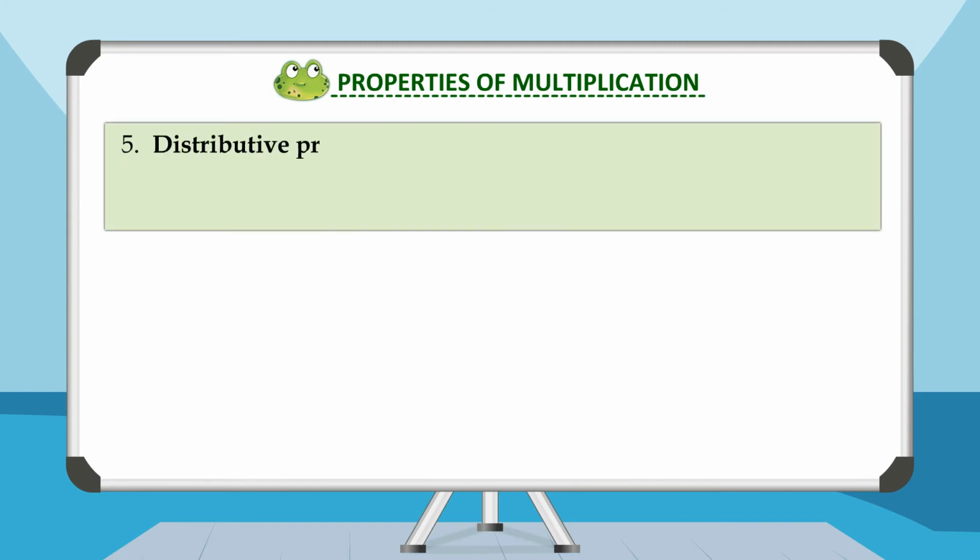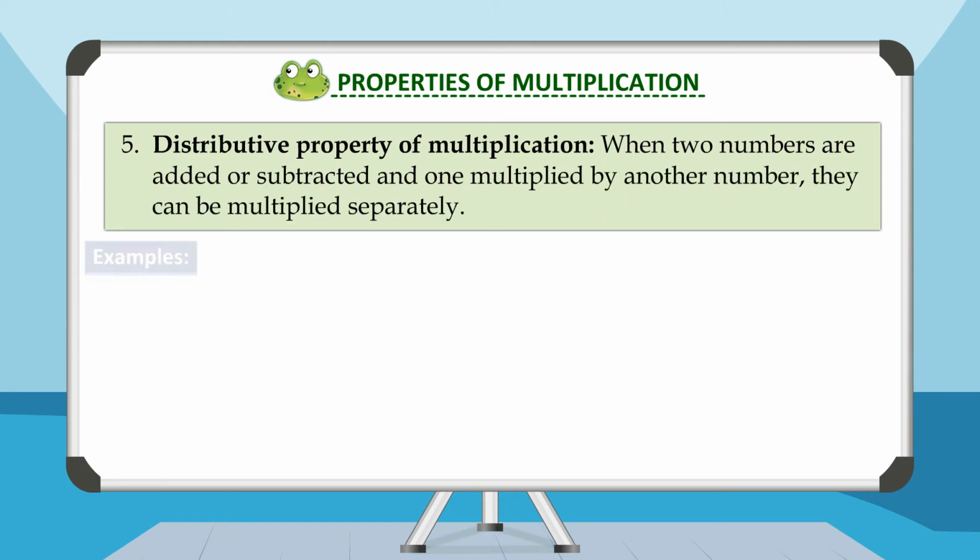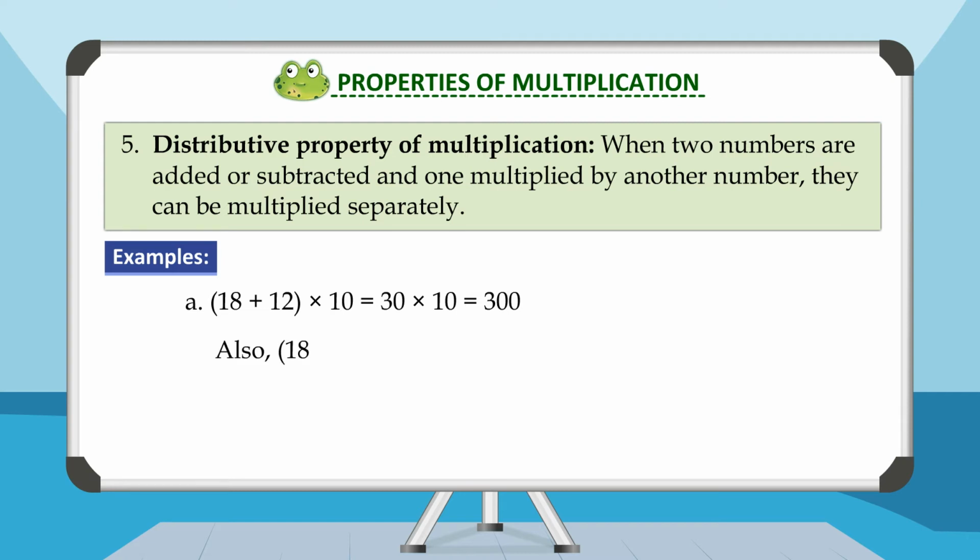5. Distributive property of multiplication. When two numbers are added or subtracted and multiplied by another number, they can be multiplied separately. Examples: A. 18 plus 12 within brackets into 10 is equal to 30 into 10 is equal to 300. Also, 18 plus 12 within brackets into 10 is equal to 18 into 10 plus 12 into 10, which is equal to 180 plus 120 is equal to 300.